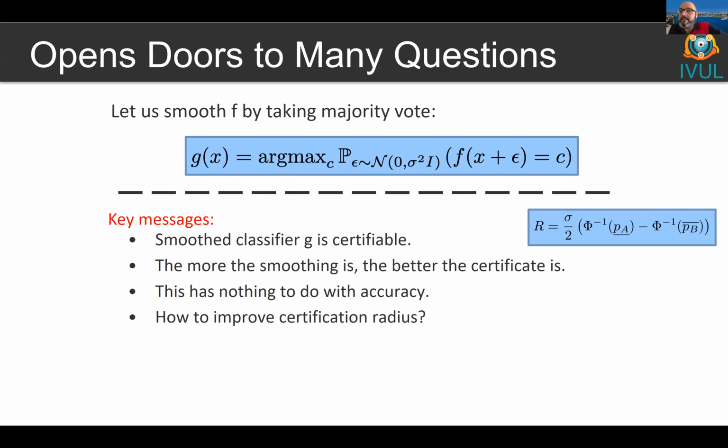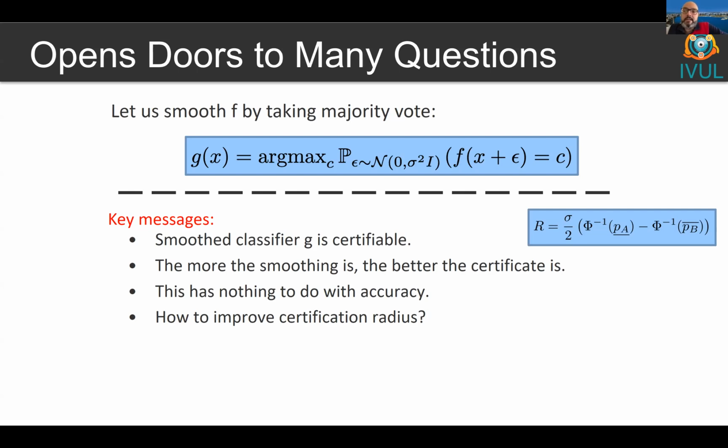And we have a nice compact form for what R should be, the radius of the certification region. However, questions come up, obviously. First and foremost, okay, this is great. This smoothed out classifier G is certifiable in this radius. But does it mean that the more smoothing we do, as sigma gets bigger and bigger, the certificate is better and better?